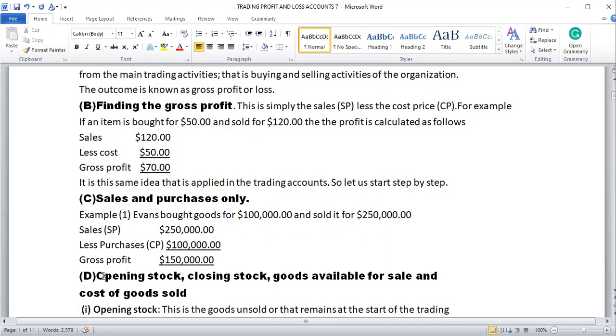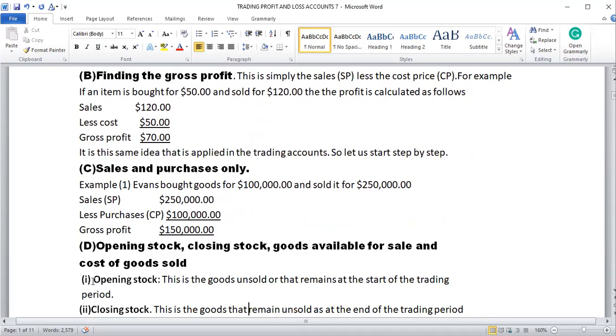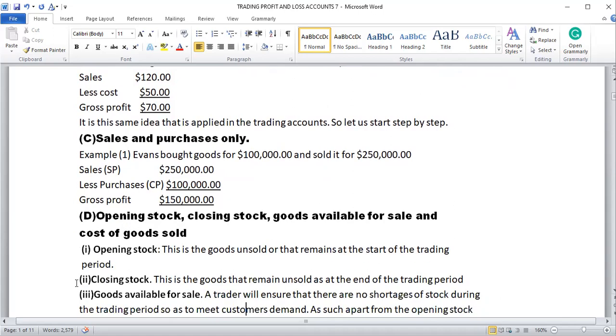Now let us add more. Opening stock, closing stock, goods available for sale, and cost of goods sold. So we are going to explain all this. So let us continue. I, opening stock. Opening stock means the goods unsold or that remain at the start of the trading period. So after the trading activity, the business will realize at the end of the day that they will have some of the goods remaining. In accounting, we call it what? Opening stock. Then CII, closing stock. This is the goods that remain unsold at the end of the trading period.